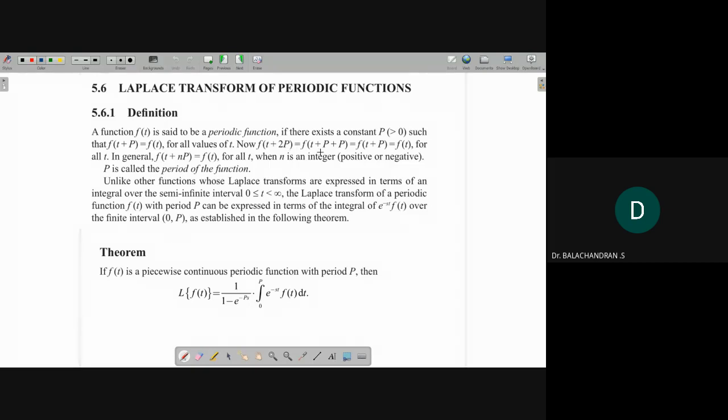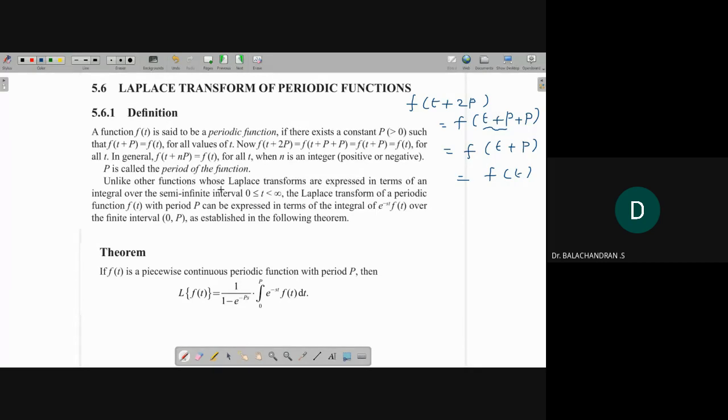You can write f of t plus p plus p. We know it is a periodic function with period p. So because of periodicity p, this is equal to f of t plus p, and then again, because of periodicity p, f of t plus p equals f of t. So from this we have f of t plus 2p equal to f of t. Similarly, f of t plus n p is equal to f of t, where n is an integer, positive or negative. So here p is called the period of the function.